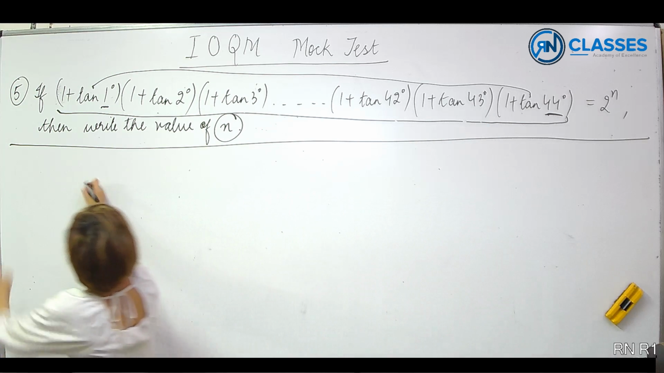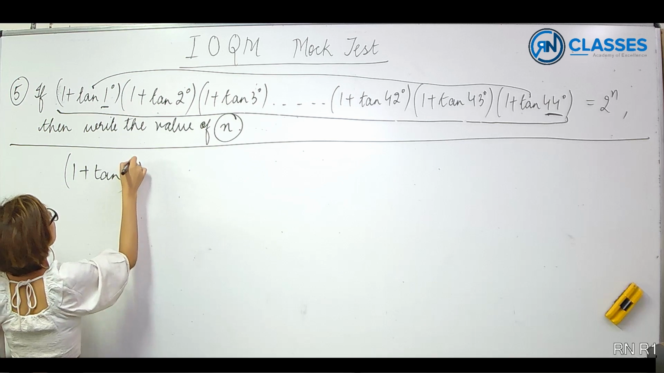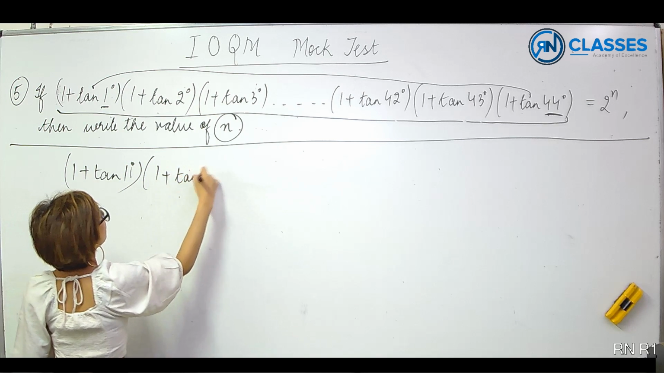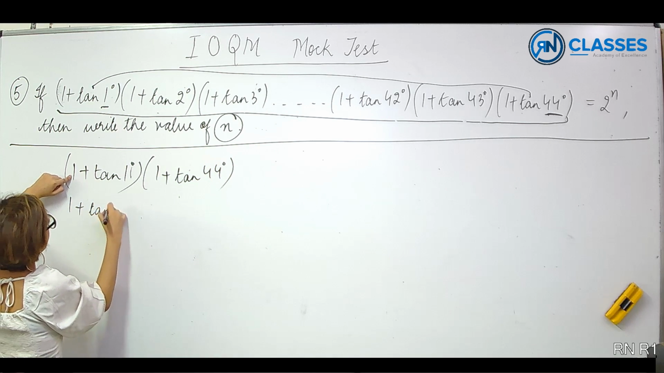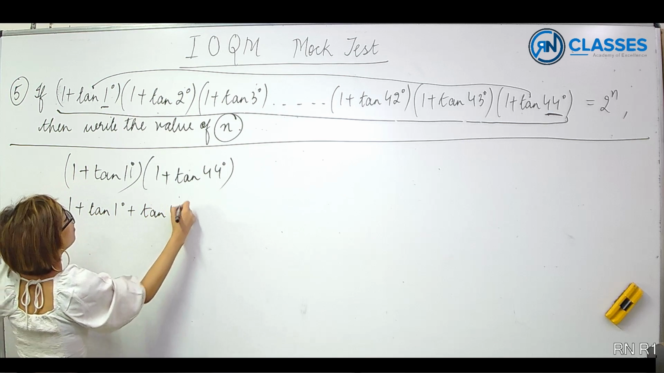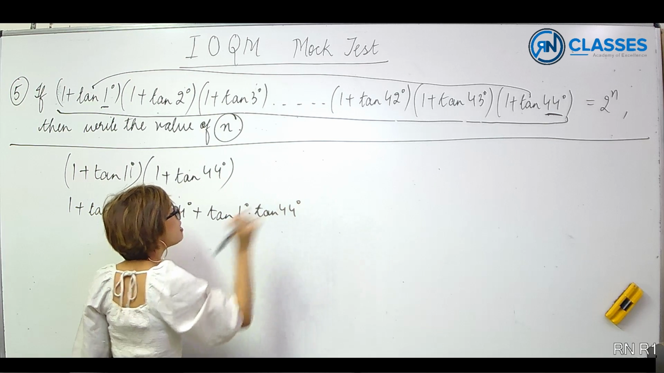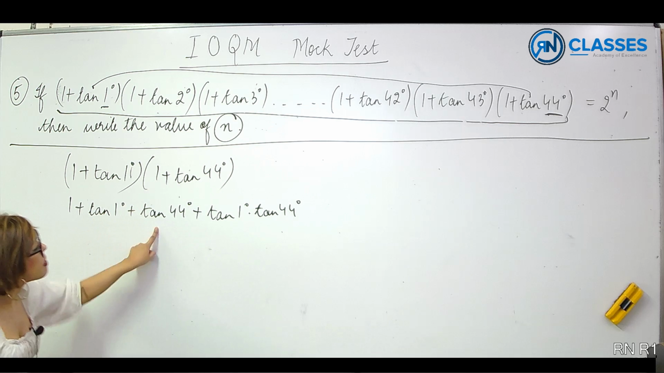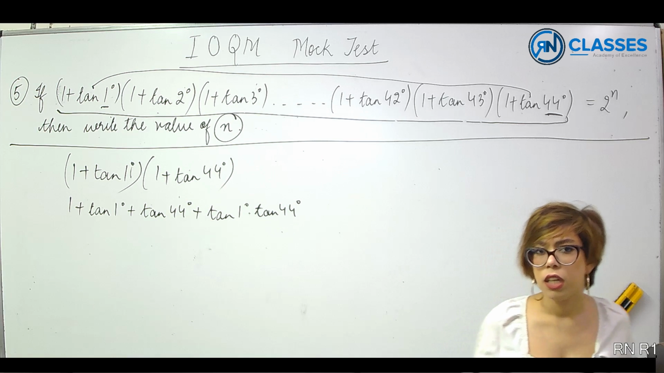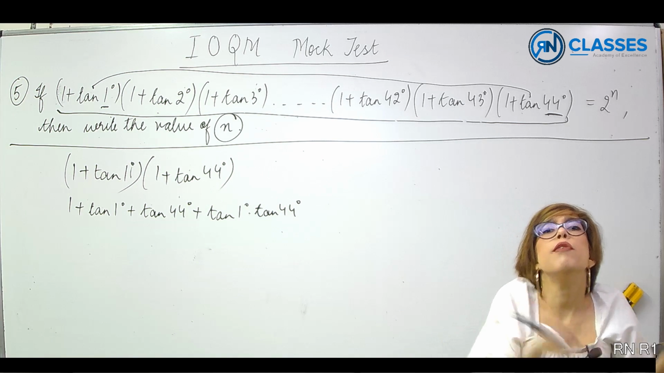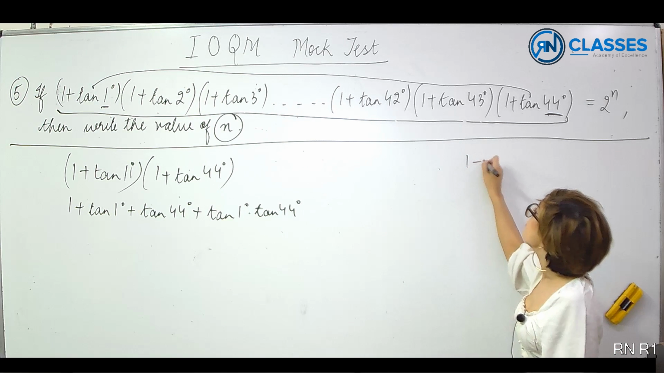Let's see what happens. So I'll multiply (1 plus tan 1 degree) into (1 plus tan 44 degrees). This is nothing but 1 plus tan 1 degree plus tan 44 degrees plus tan 1 degree into tan 44 degrees. Now, some of the things we have already studied. Tan 1 plus tan 44, then the product of these two quantities. In which formula have I studied this? Tan of A plus B. Anyways, I want 1 plus 44, then only I'll get 45, which is a nice angle, right? So let me just write 1 plus 44 as 45.